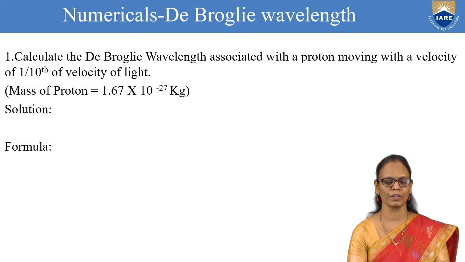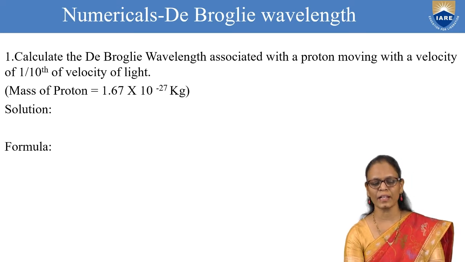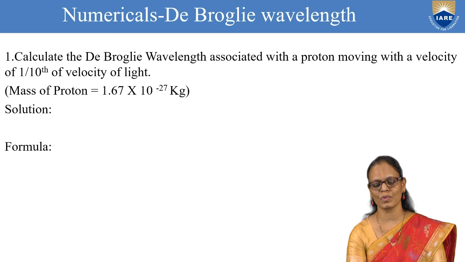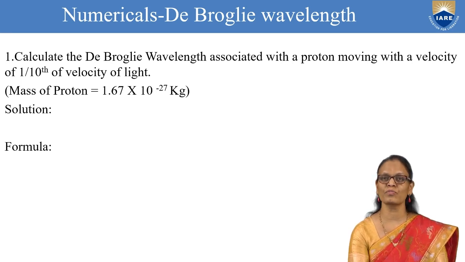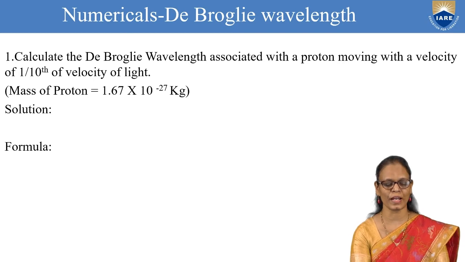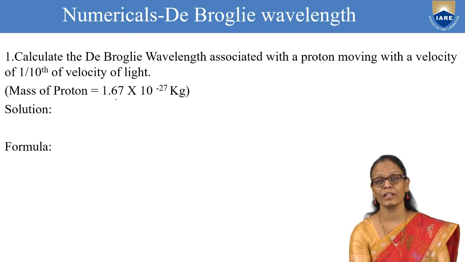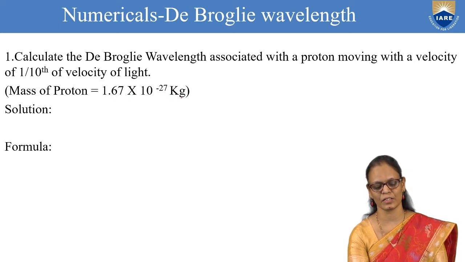So the first numerical is: calculate the de Broglie wavelength associated with a proton moving with a velocity of 1/10 of the velocity of light. The mass of the proton is given here, 1.67 into 10 power minus 27 kg.